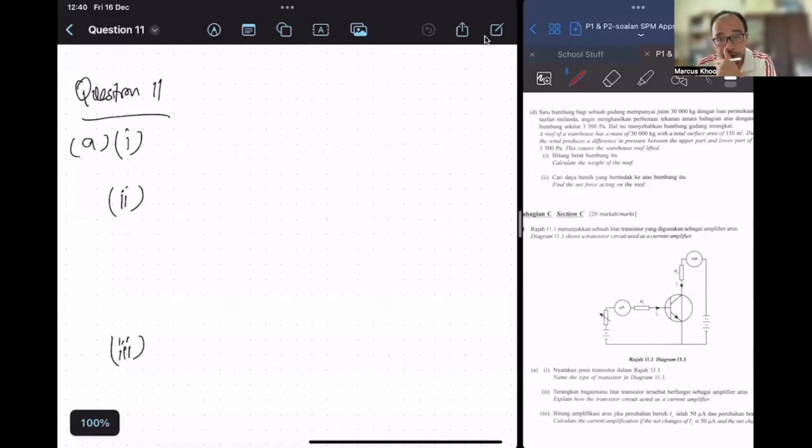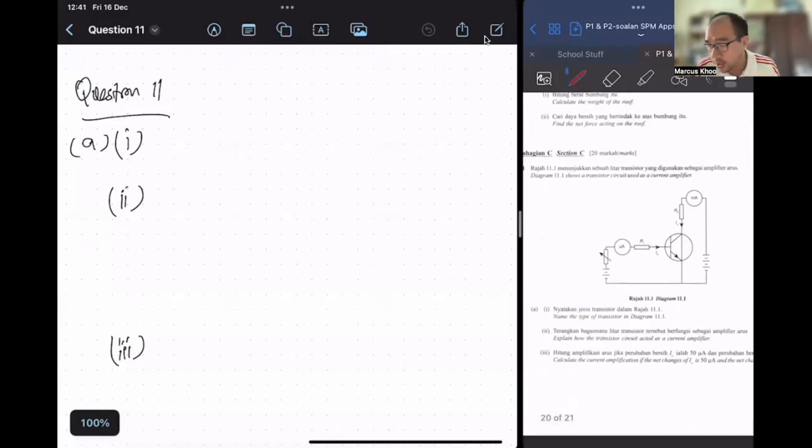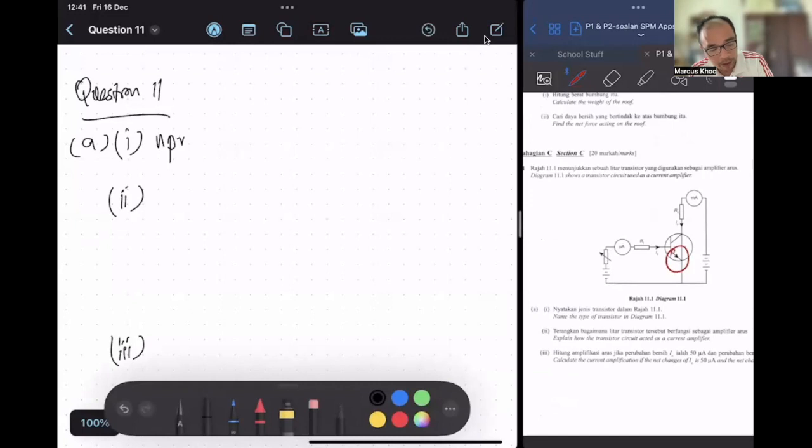Okay, we come to the final question, finally. Diagram 11.1 shows a transistor circuit used as a current amplifier. Name the type of transistor. Since the arrow is going downwards, this would be an NPN transistor.